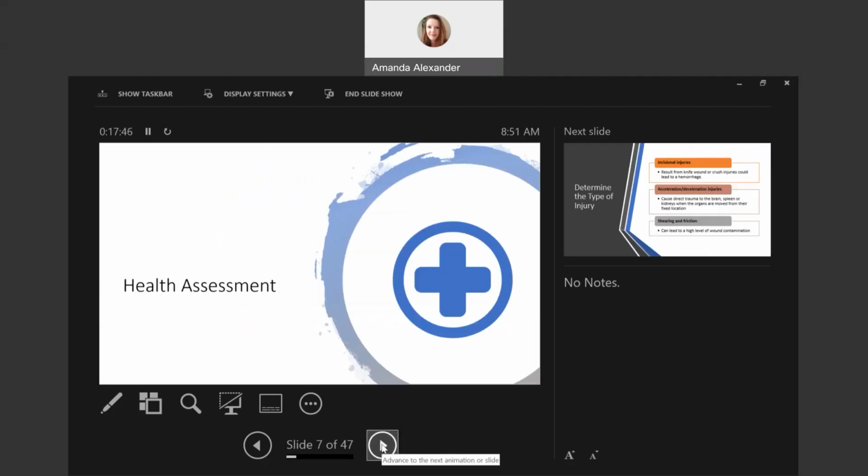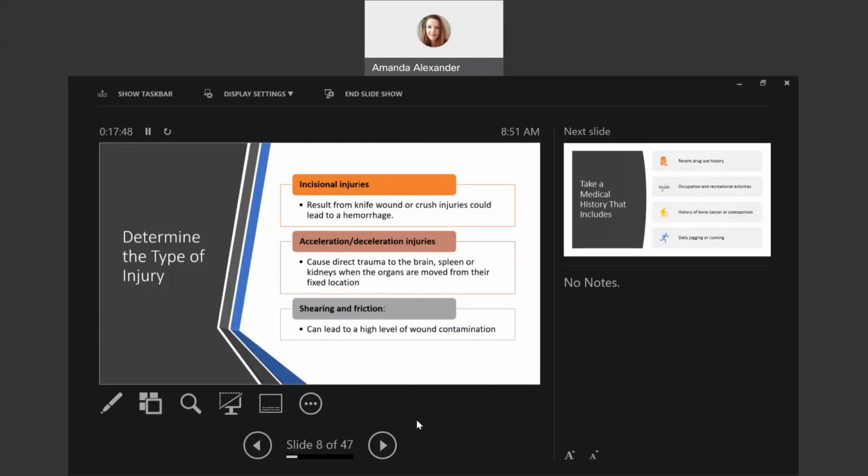Let's talk about the health assessment or things you might see. Determine the type of injury. When we're looking at injuries, there's different types of injuries. There's incisional injuries. These are often related to knife or surgical wounds, or they could be crush injuries, and can lead to hemorrhage. When we get further in, you will learn more about how to control hemorrhage, but we're not going to get into that today.